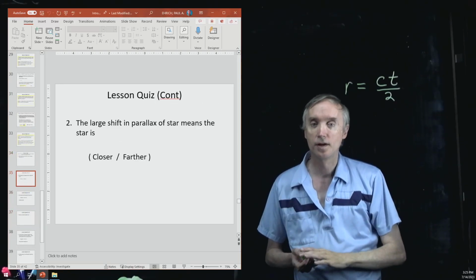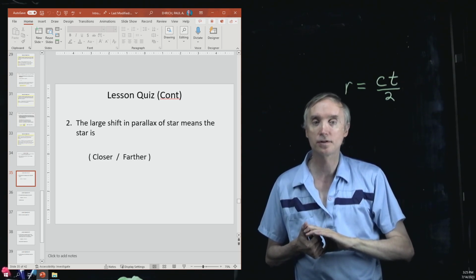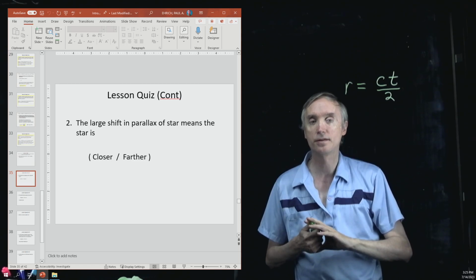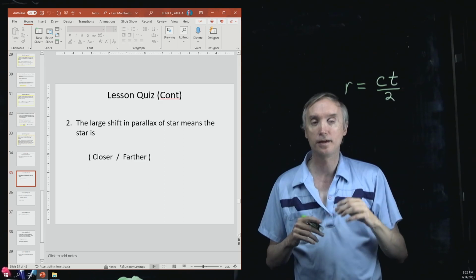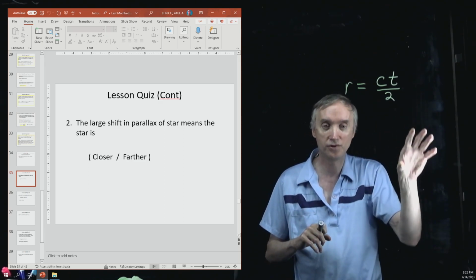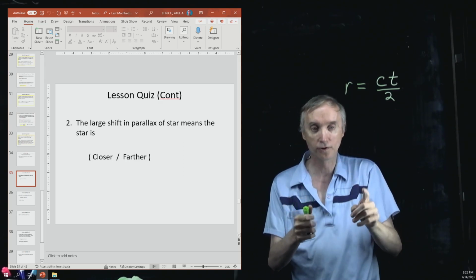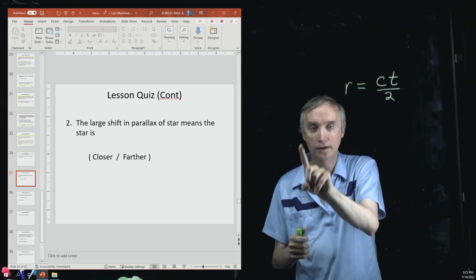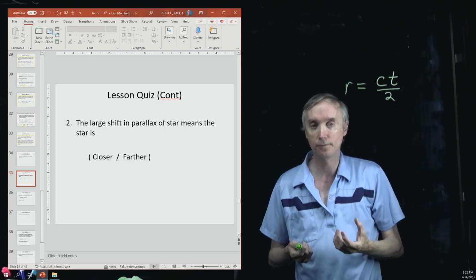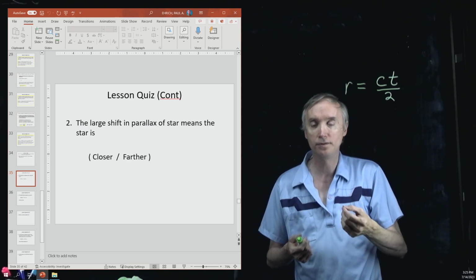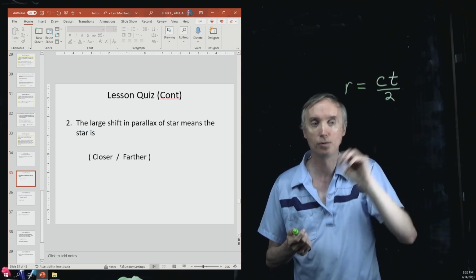Question number 2. The large shift in parallax of a star means that the star is what? So if you're looking at a star in January and you look at the same star in July, on the photograph, the star is going to be moving back and forth. So if you see a large shift in parallax, does that mean that the star is closer to you, or does it mean that it's further away?